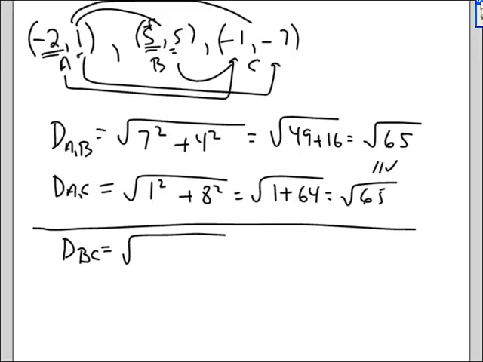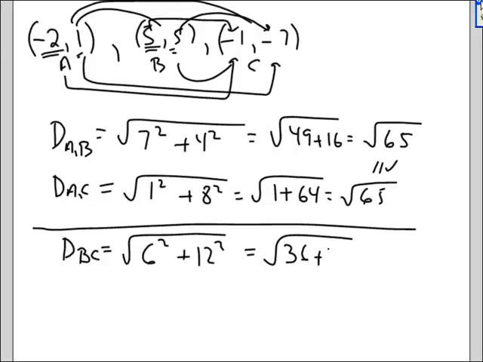B to C, from 5 to -1. They're different signs. 5 plus 1, 6. Square it. From 5 to -7, that's 12. Well, 12 squared is already more than 65. It's 144. 36 plus 144, if I'm not mistaken, that's 180. 36 times 5 is 180. This is square root of 36 times 5. 36 is the largest number that I know the square root of.